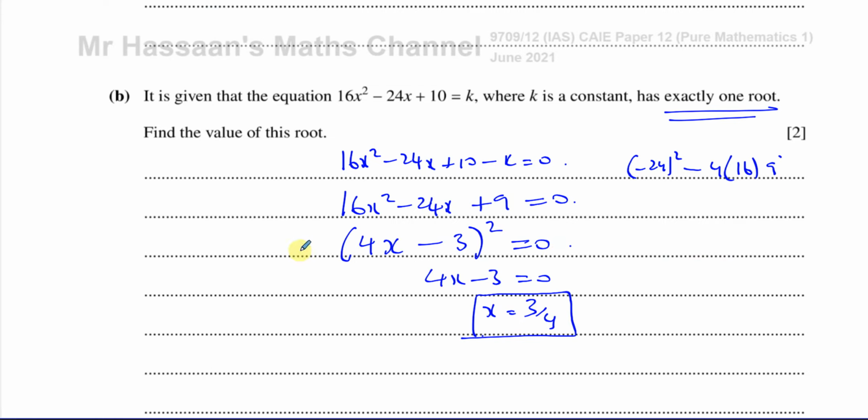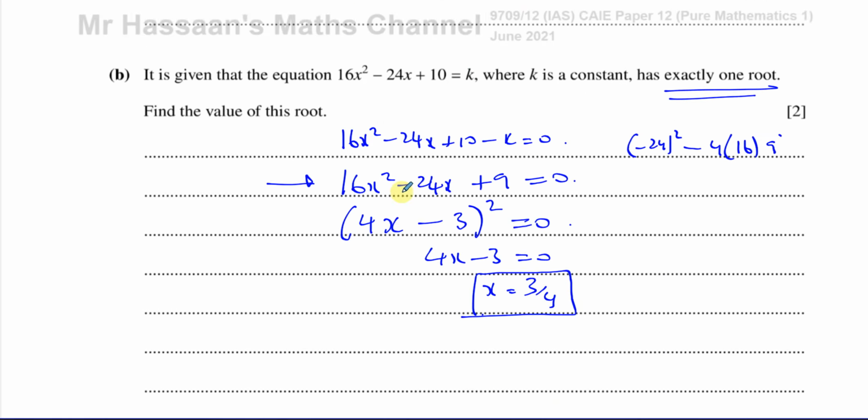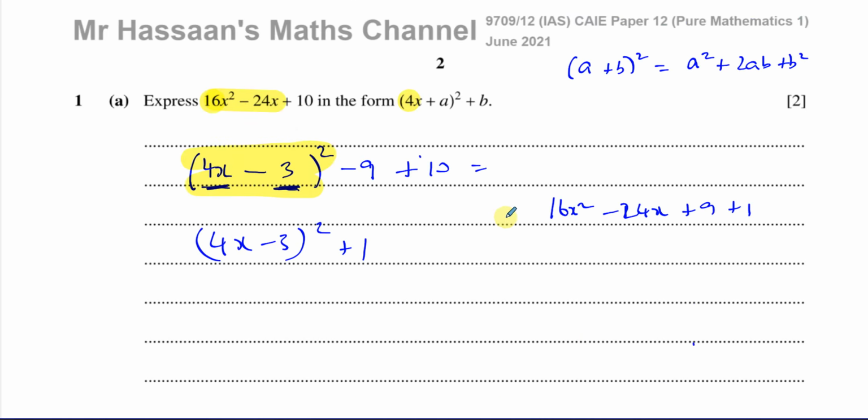So there'll be exactly one root. Whenever you have a perfect square, it will give you one root. So a quick way of answering this question, you don't even have to find the value of k, is that if that's 16x squared, for this to be a perfect square it has to be a plus 9 at the end, as we just deduced before. So x equals 3/4 is that root. So that answers question number 1 from this paper, June 2021, paper 1, variant 2 from 9709.